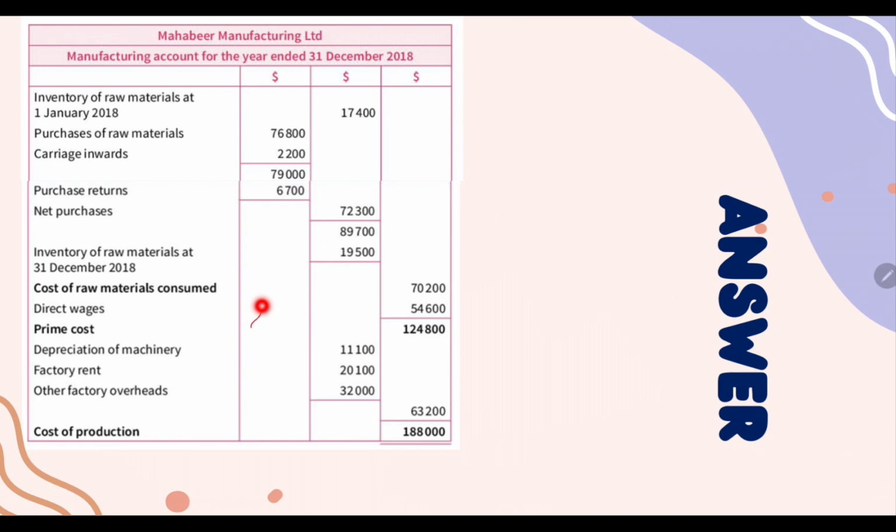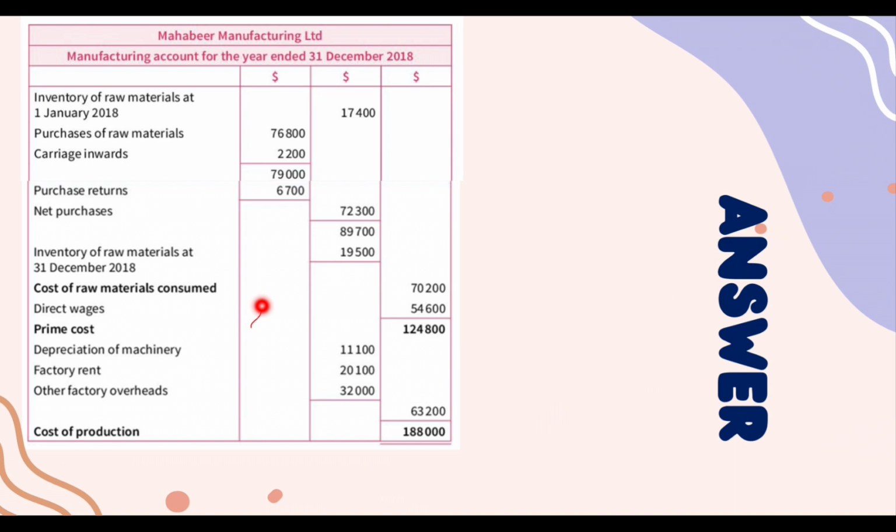Okay, I did not do that. Anyway, so we have opening inventory. We have our purchases plus carriage inwards less purchase returns. You have your net purchases over here in the second column. You add that up with the opening inventory. You have the cost of raw material available for use. That's $9,700 less closing inventory, giving the cost of raw material consumed.